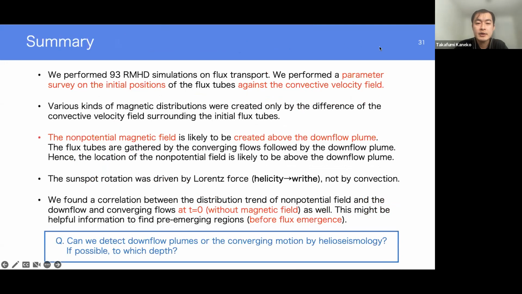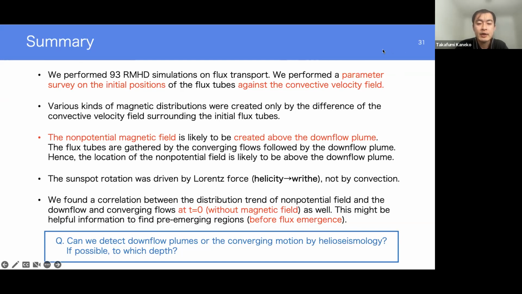So this is a summary. We performed 93 RMHD simulations on flux transport, and we performed a parameter survey on the initial position of the flux tube. Basically, various kinds of magnetic distribution were created only by the difference of the convective velocity field surrounding the initial flux tubes. And we found that the non-potential magnetic field is likely to be created above the downflow plume.